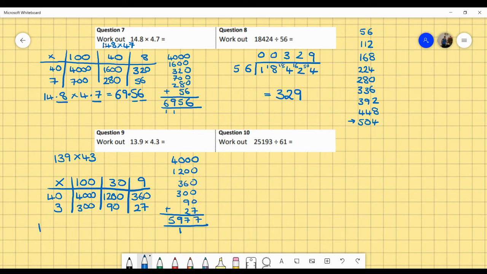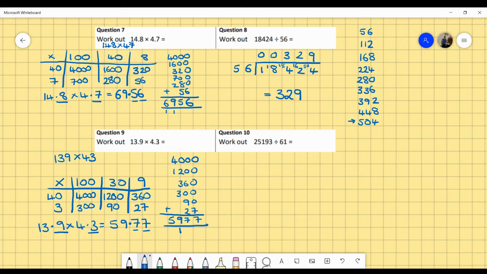But I'm actually working out 13.9 times 4.3, and I know that the answer is going to be related to the 5,977. I've got one number after the decimal point here and one number after the decimal point here, so a total of 2 numbers need to be after my decimal point, giving me an answer of 59.77.